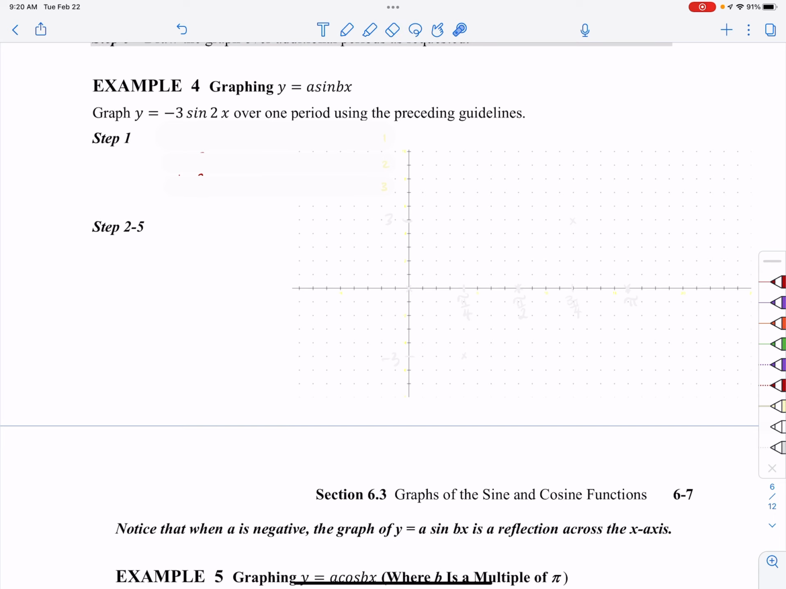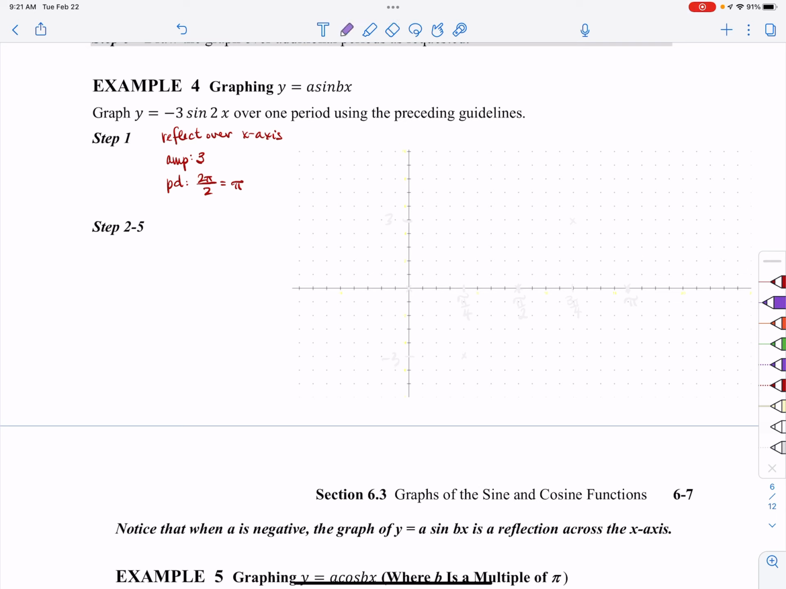All right, so let's do example number 4, where we're going to be combining 2 things in one. So notice that my amplitude is going to be the absolute value of -3. Okay, so that's going to be an amplitude of 3. That negative is going to reflect my graph over the x-axis. That's something that we would have done in a previous math class. Negative out front causes it to reflect over the x-axis. And then my period will be 2 pi divided by 2, which then reduces to pi.